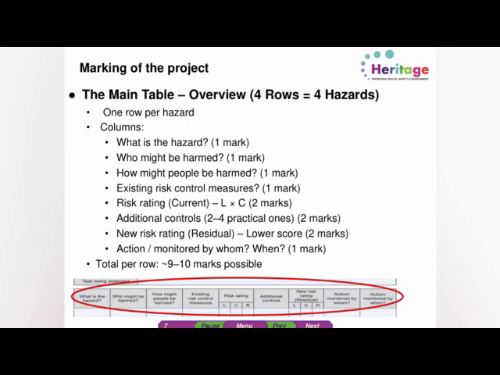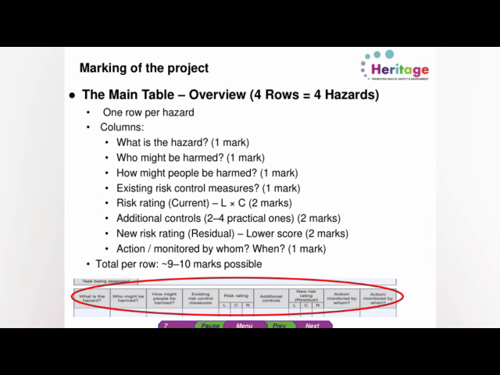What is the hazard? 1 mark. Who might be harmed? 1 mark. How might people be harmed? 1 mark. Existing risk control measures. 1 mark. Risk rating, current. 2 marks. Additional controls. 2 marks. New risk rating, residual. 2 marks. Action, monitored by whom, when. 1 mark. That adds up to roughly 9 to 10 marks per row, giving a maximum of around 36 to 40 marks from the table alone, plus the header and signature.